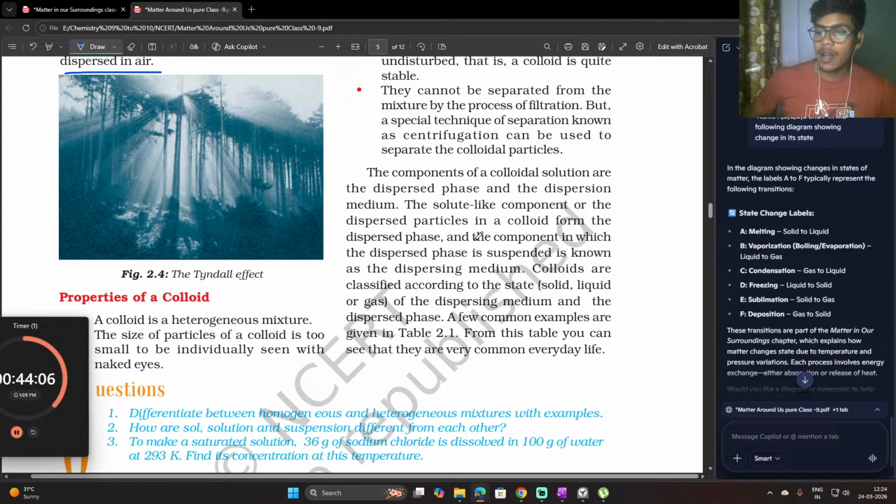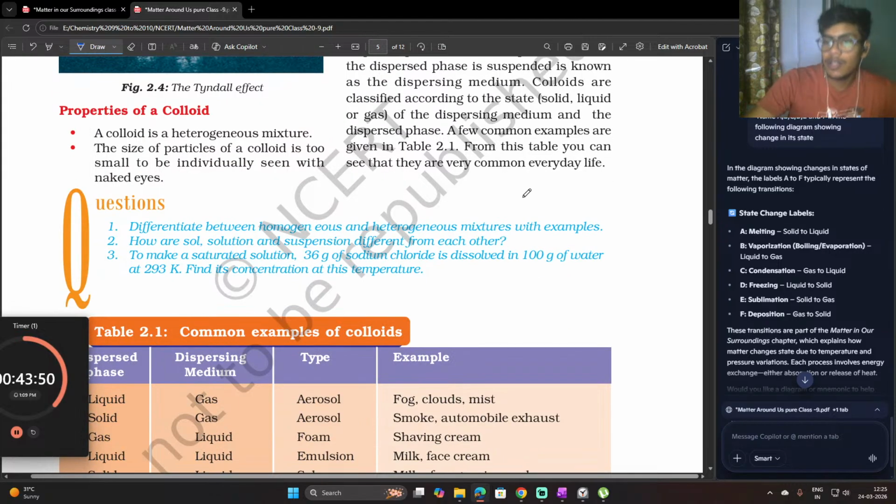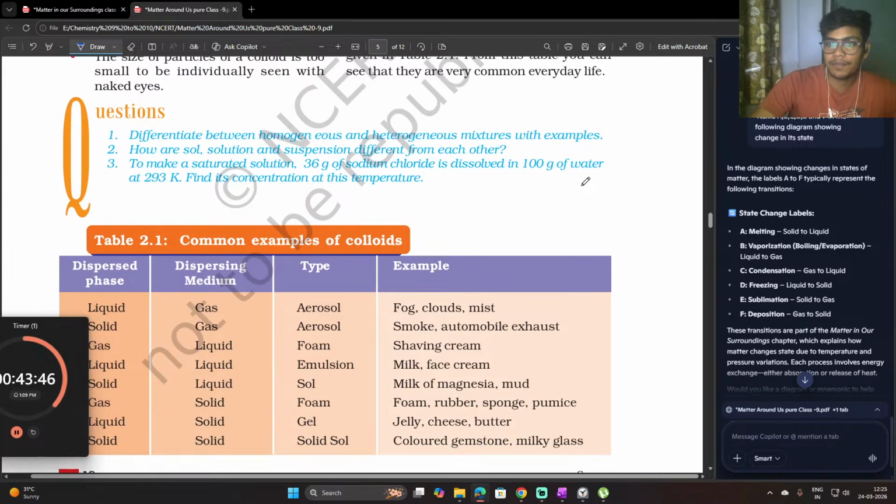So colloids are classified according to the state, solid, liquid or gas, of the dispersing medium and the dispersed phase. A few common examples are given in table 2.1. From this table you can see that they are very common in everyday life.